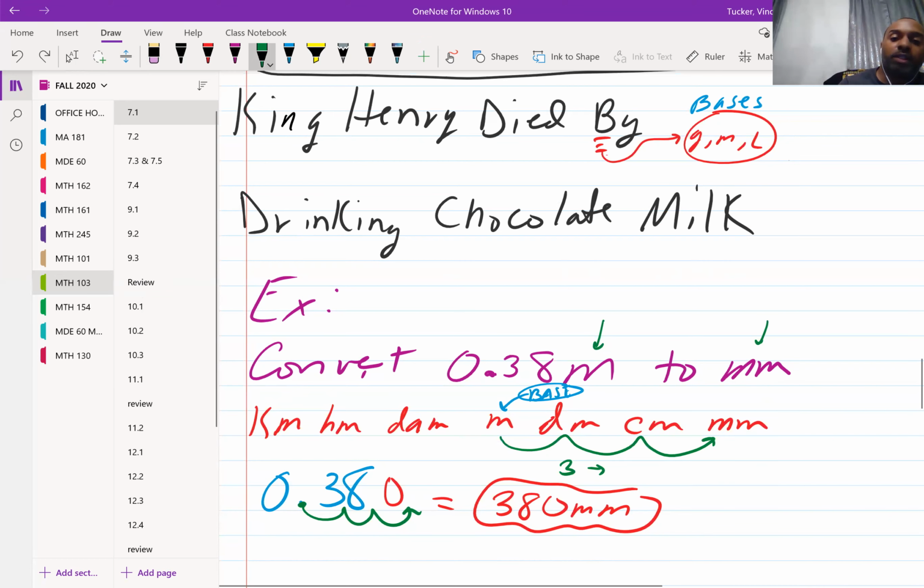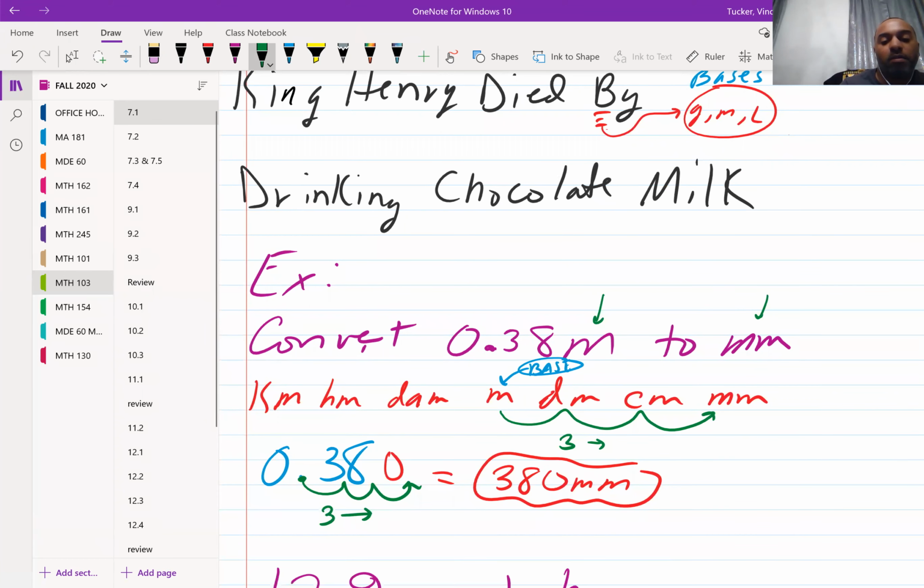So then that means I'm going to take my decimal and go 3 to the right. And that gives me 380 millimeters. Notice we use a 0 right here as a placeholder because we only had two values. So you move three values, you're going to have an extra space, so you need that 0 as a placeholder. All right. Questions on that?